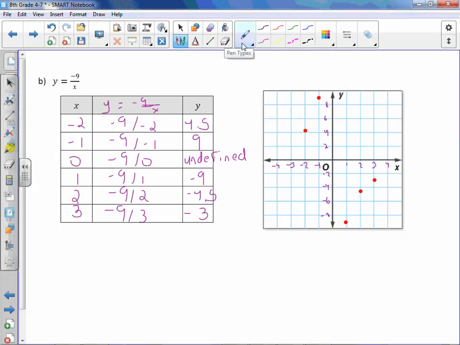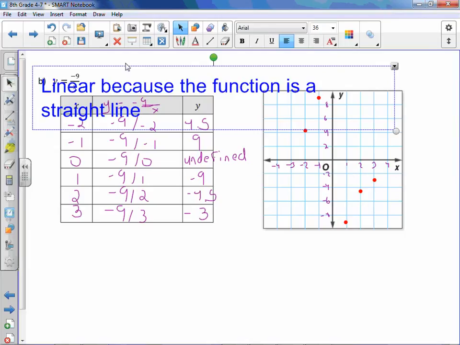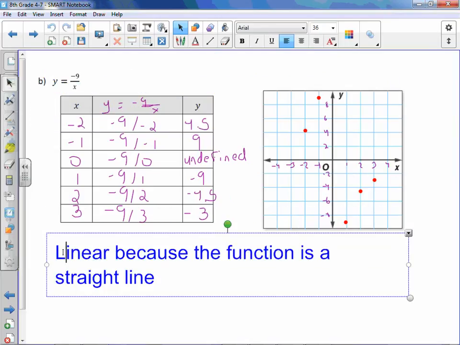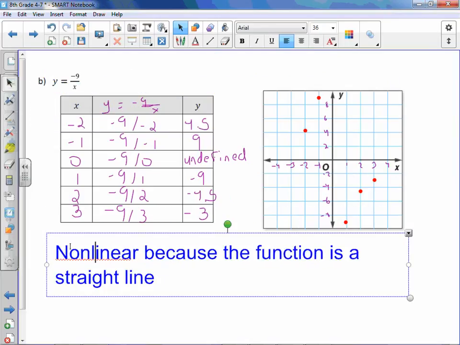Okay, now you can see as well as myself that it is not a straight line. You may not know how to graph something like this, but knowing whether it's a straight line or not is really what you're learning here. I will graph it so you can see what it looks like, but before I do that, I will say this is nonlinear because the function is not a straight line.